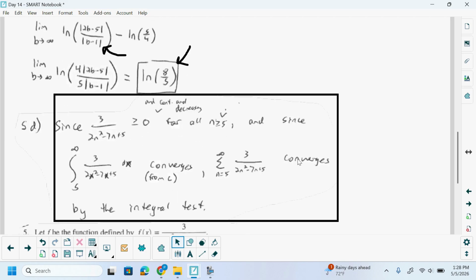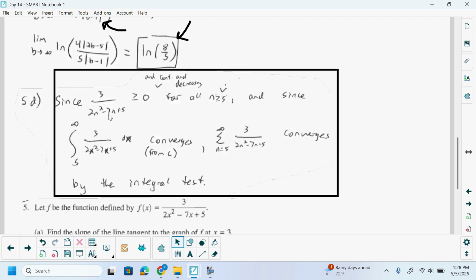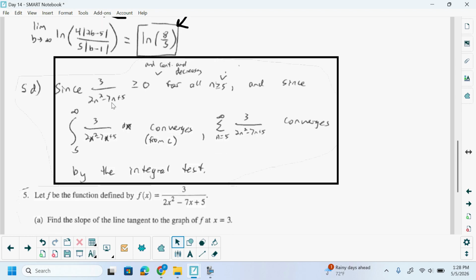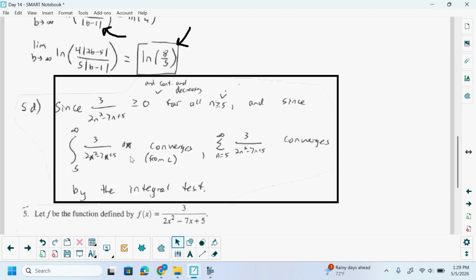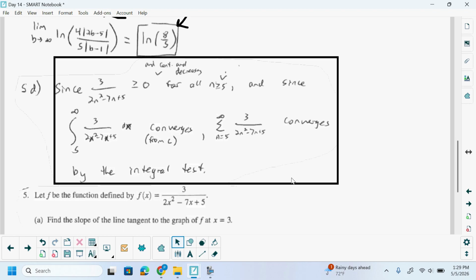For 5D, our expression was positive when n was greater than or equal to 5 because our summation started at 5. It was continuous and decreasing, so therefore we can apply the integral test. We just found in part C that our improper integral gave us an actual number. So that means the improper integral is going to converge. So we can say the series converges by the integral test.